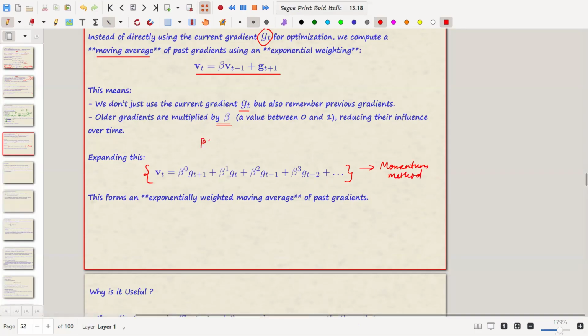Previously, so if beta equal to 0, what happens? Beta equals 0, D t plus 1 is nothing but the original gradient. So with the original gradient, your momentum method is nothing but gradient descent. Fine.